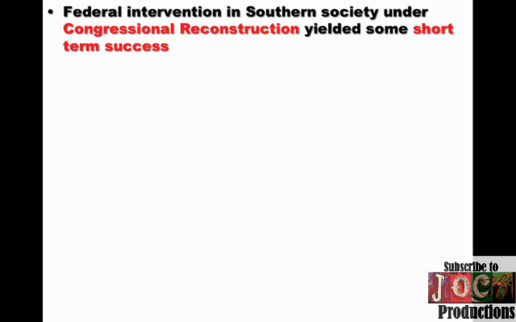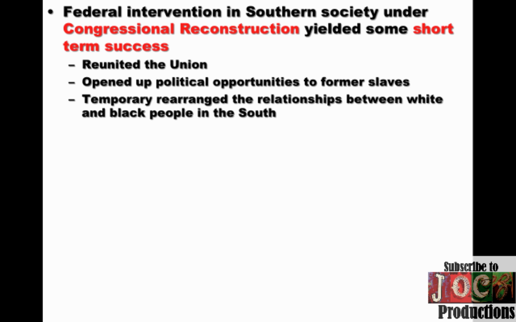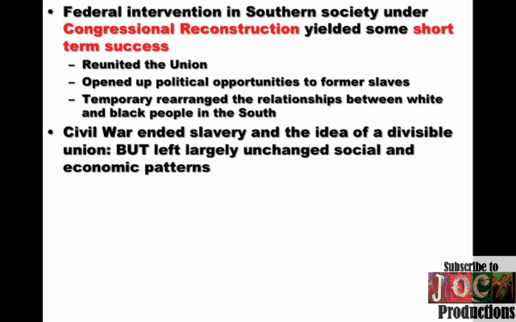Some key things about Reconstruction before we close out. Federal intervention in Southern society under Congressional Reconstruction yielded some short-term success. It reunited the Union, opened up political opportunities for former slaves, and temporarily rearranged the relationships between white and black people in the South. The Civil War ended slavery and the idea of a divisible union, but it left largely unchanged the social and economic patterns.